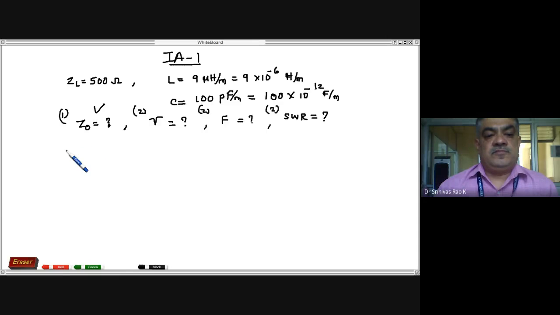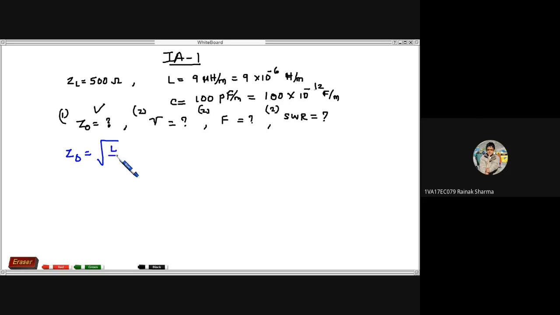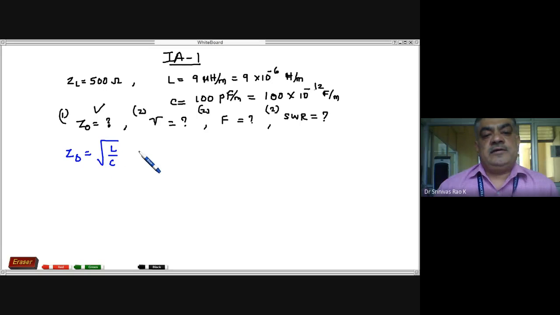So what is the formula for Z0? Root of L by C, because we had a lossless line. Some people have done the derivation. In this problem they have written it fantastically, it's good actually. But the problem is they should understand. I had mentioned that it is lossless.